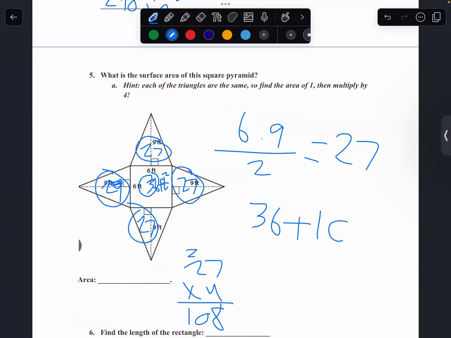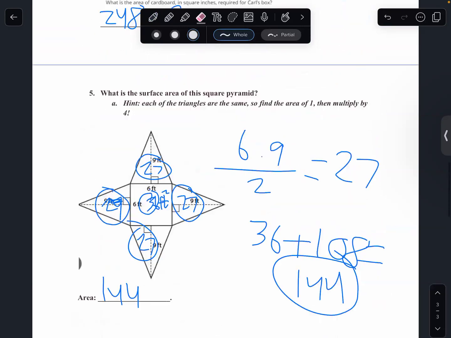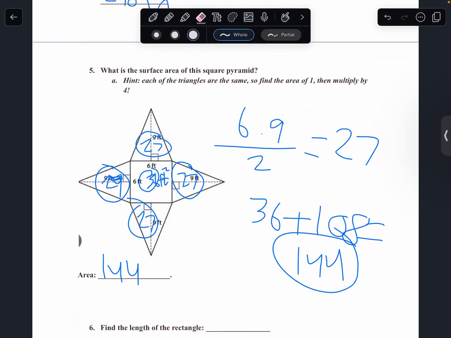So then that's going to be 144. So basically, what did we do here? Well, we found the area of the base and then the area of the 4 sides, which were triangles. So that would be how you'd find the surface area of a pyramid.